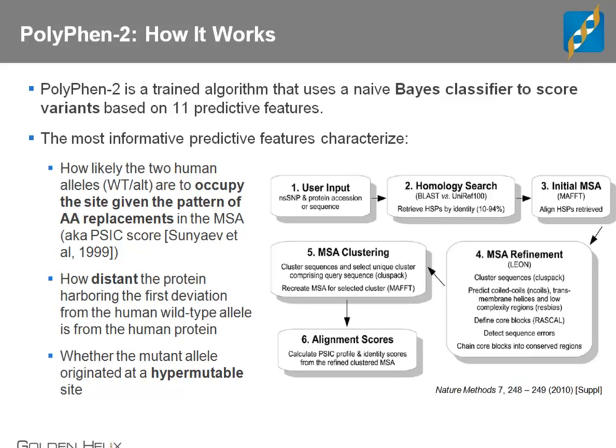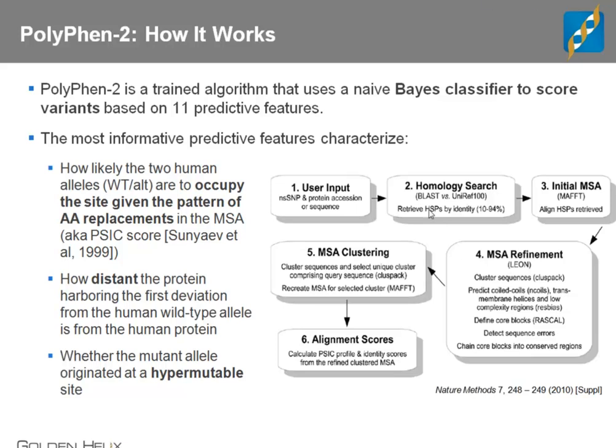Then they also look at how distant the protein harboring the first deviation from the human wild type allele is from the human protein. So if you think about taking all of the sequences that appear in the alignment and sorting them by how different they are, how distantly related they are in an evolutionary sense, we look to see how far down the chain you have to go before you find any sort of mutation. And then it also considers whether the mutant allele is at a hypermutable position.